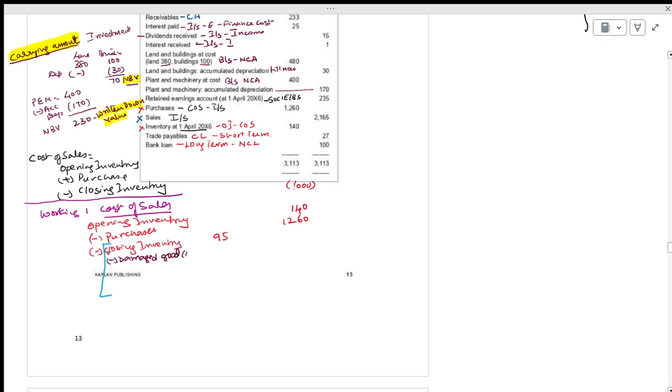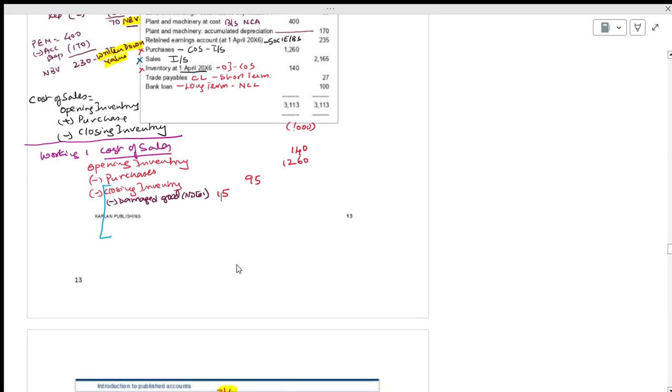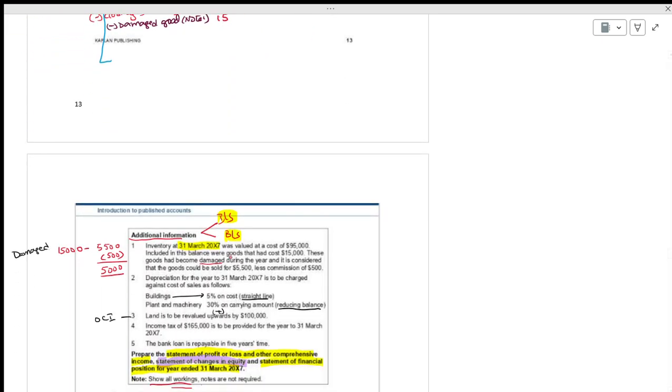Damaged goods. Note 1. Okay, note 1. How much are the damaged goods? Damaged goods are 15. Is it right? Okay, this is the damaged goods. Now, in these damaged goods, what happens? They have sold that one. Okay, they have sold it.